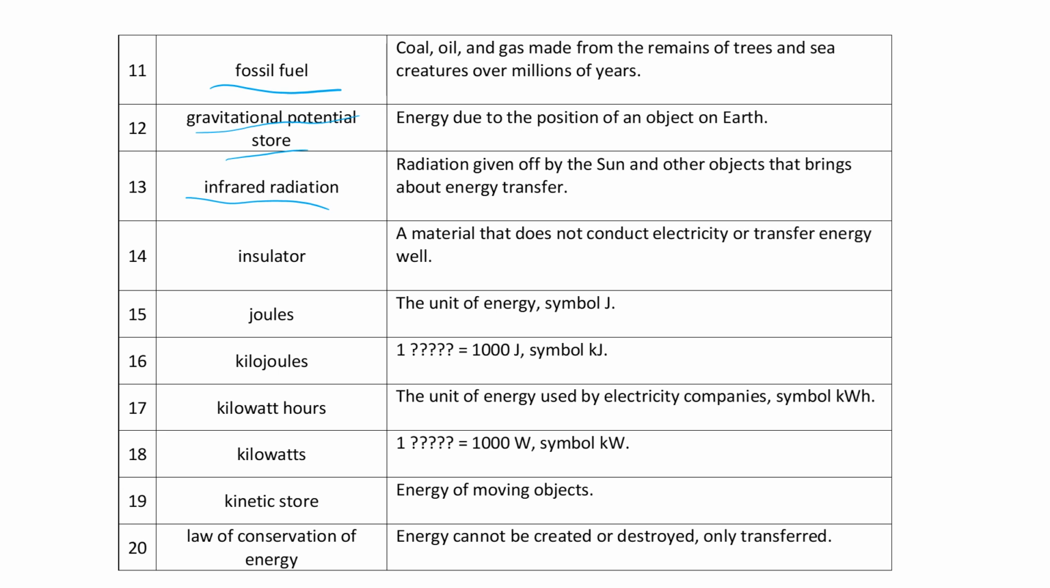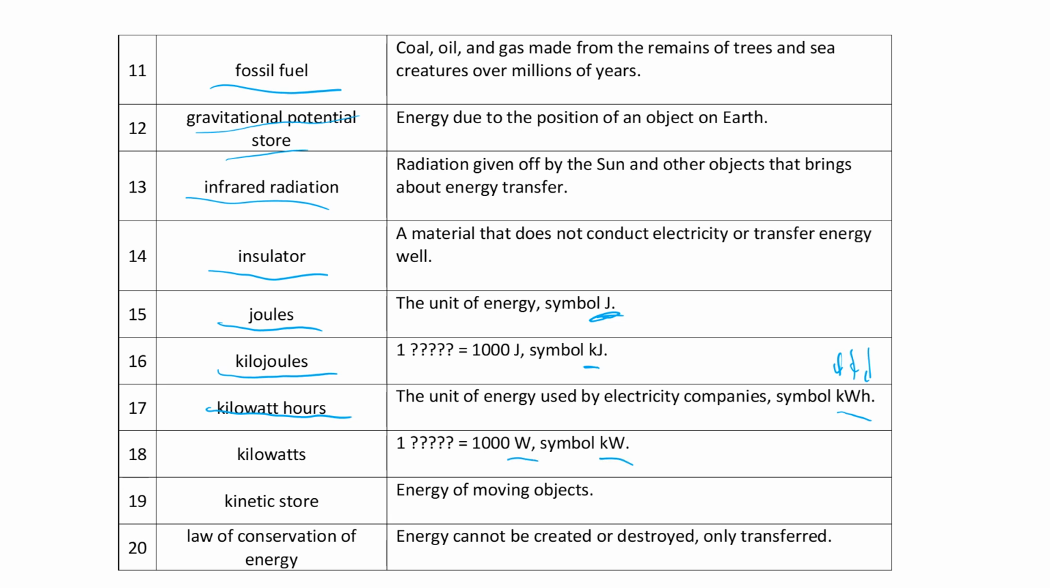A material that does not conduct electricity or transfer energy well, insulator, like plastic around a wire. The unit of energy, symbol J, there's a bit of a clue. Joules. 1 kJ equals 1000 J, symbol kJ, kilojoules. The unit of energy used by electricity companies, symbol kWh, that's kilowatt hours.